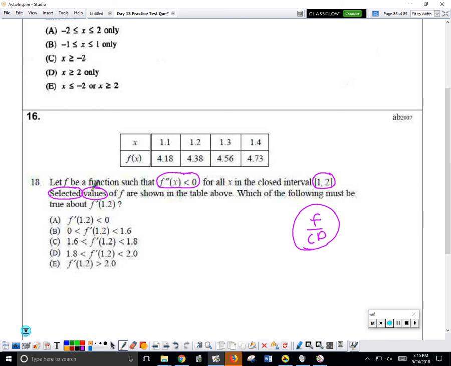Just like the F prime of 1.2. Yeah, that's really the question, right? What's true about that? So what does that mean? Somebody else? You have to figure out which to be F prime based on the F graph. Oh, well said. They gave you a bunch of points on F. You want to know something about F prime of 1.2. Therefore, you must know the meaning of F prime of 1.2 in English. So what does F prime of 1.2 mean in English?